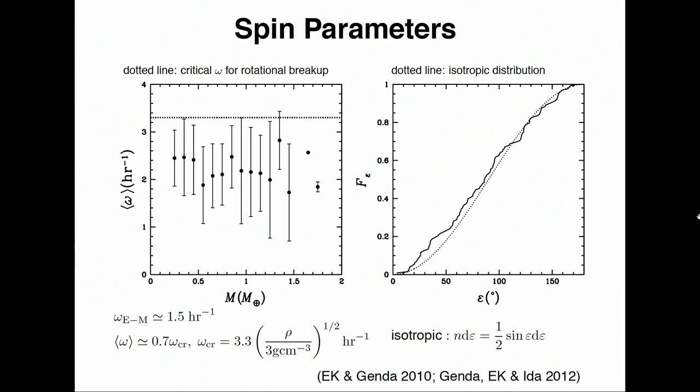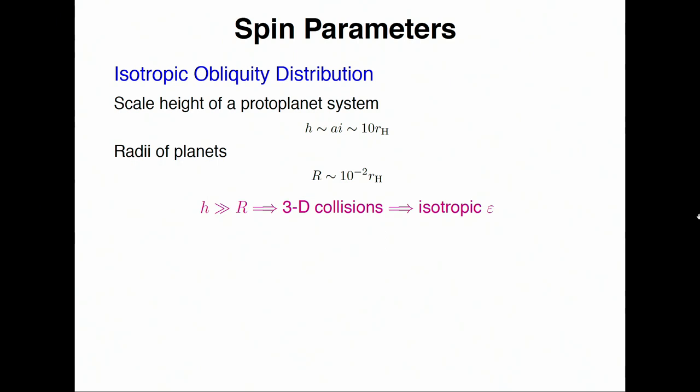This is the natural outcome of the giant impacts. Why? Because during this giant impact stage, the scale height, the vertical excursion of the protoplanets, is actually much larger than the physical size of the embryos. So the collisions, the giant impacts, are fully three-dimensional. It's almost random, which leads to this isotropic distribution of obliquity. So that's the prediction.